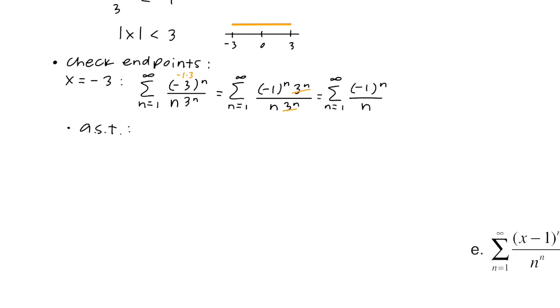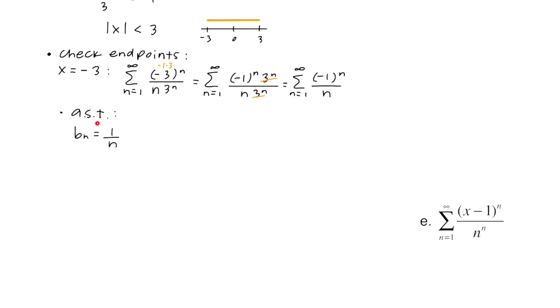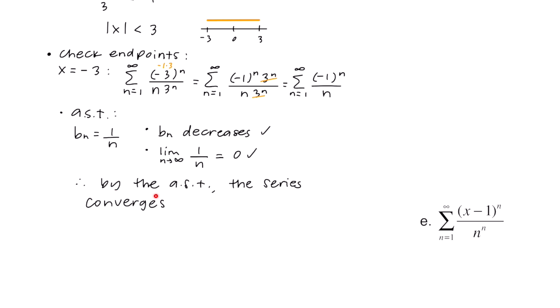So we're going to use the alternating series test. For the alternating series test, b sub n is equal to 1 over n. So you can see as you plug in 1 for n, then 2, then 3, and so on, b sub n decreases, and the limit as n goes to infinity of b sub n equals 0. So therefore, by the alternating series test, the series converges.